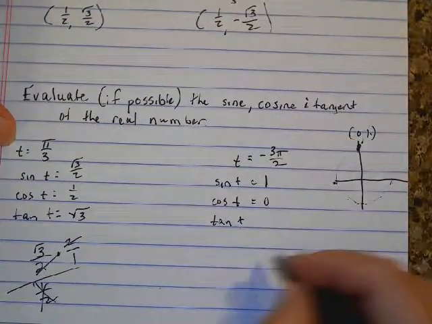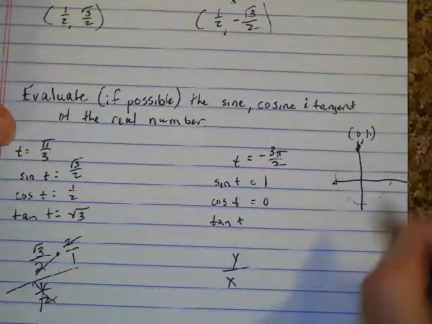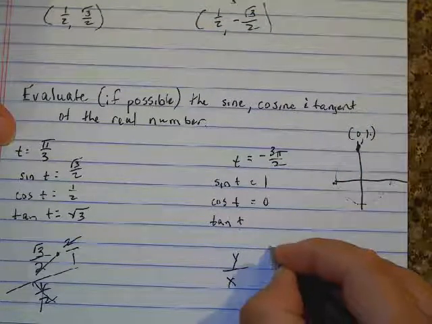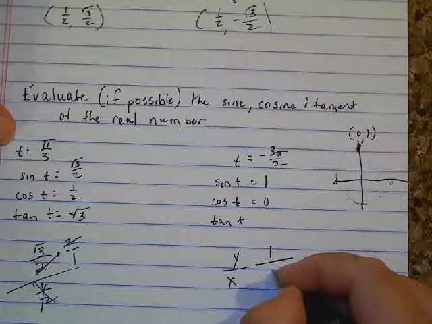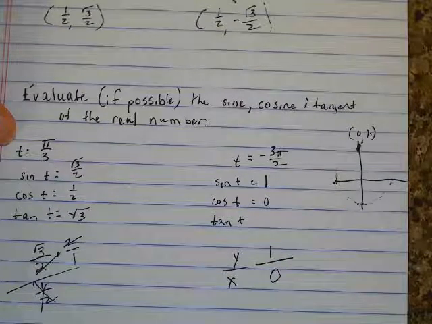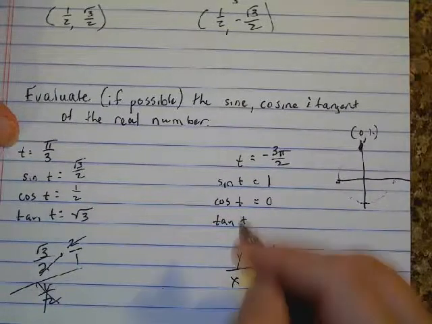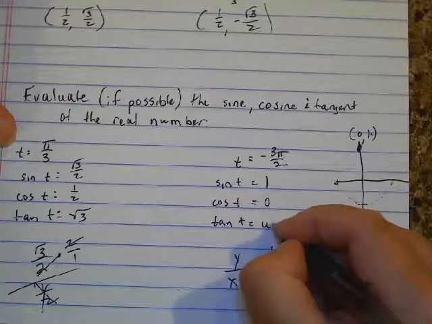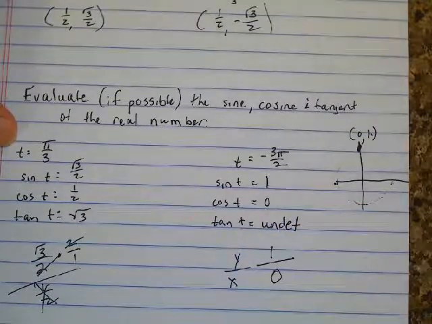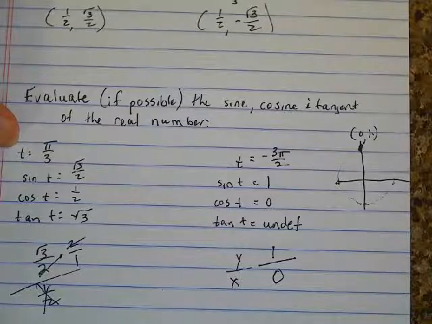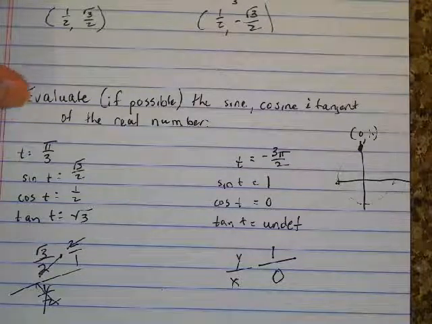Cosine is going to be 0 because it's the x value. And tangent is always the y value over the x value. And my y value is 1, and my x value is 0. And 1 divided by 0 is actually undefined. So that would be my answer in this particular case. It would be undefined at negative 3 pi over 2.